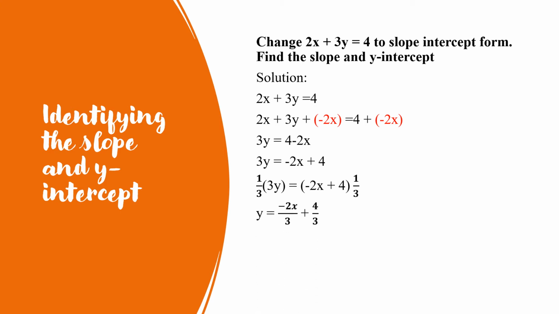And that will give us y is equal to negative 2x over 3 plus 4 over 3. Negative 2x times 1/3 is negative 2x over 3, and 4 times 1/3 is equal to 4 over 3. Now, since the coefficient of y is 1, this equation is in slope-intercept form. Now we can easily identify the values of m and b, the slope and the y-intercept. So your m, or the slope, is negative 2/3, and your b, or the y-intercept, is equal to 4/3.